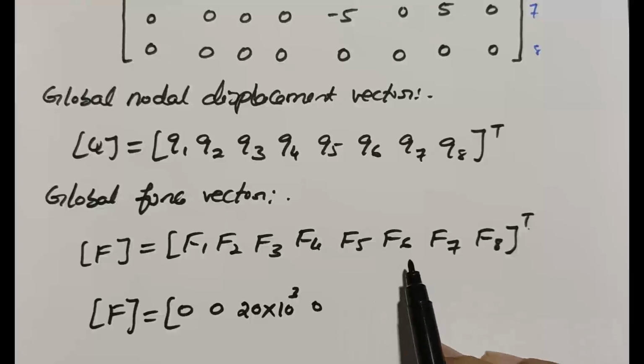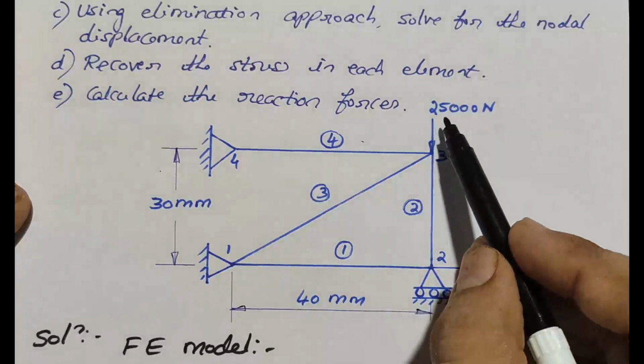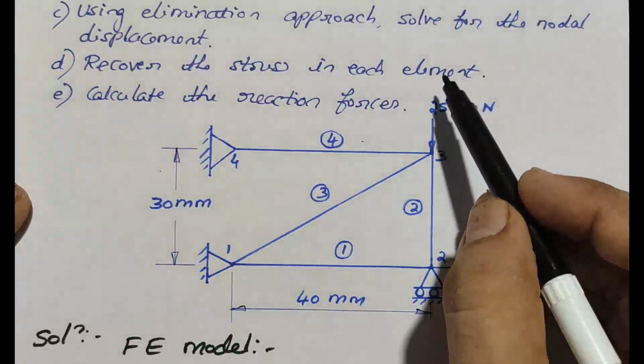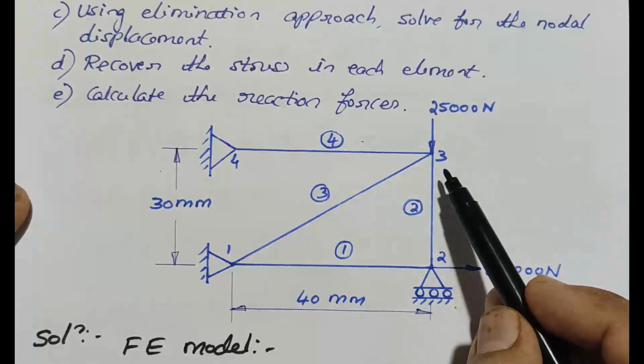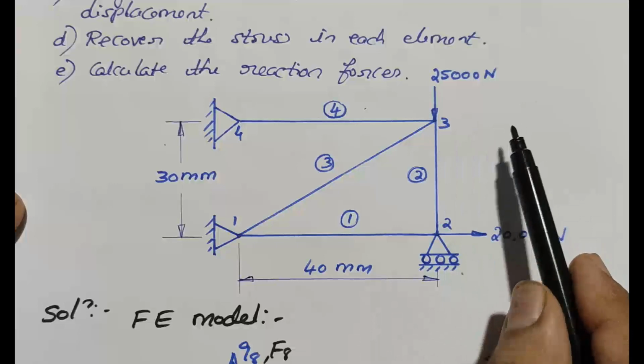Next we need F5, F6, that is the nodal force acting at node number 3. See the figure. At node number 3 we have a load of 25 kilonewton which acts in the downward direction, meaning negative y direction. But we don't have any load in the x direction.